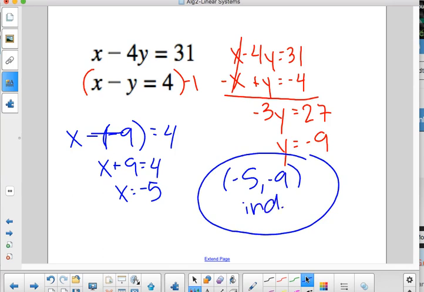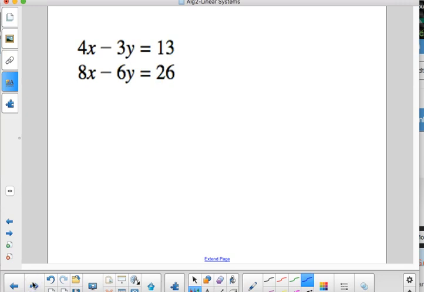One answer, so it's independent. You guys remember doing this in Algebra 1? So this is our go-to. Unless I explicitly tell you that you have to graph or use substitution, this is what we're going to be using. This one.